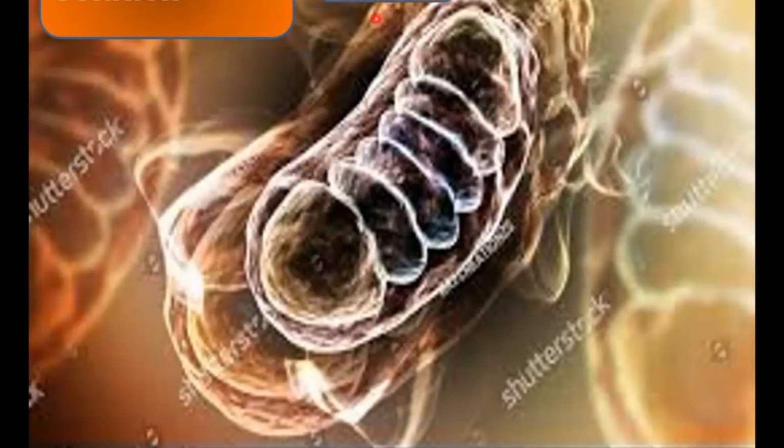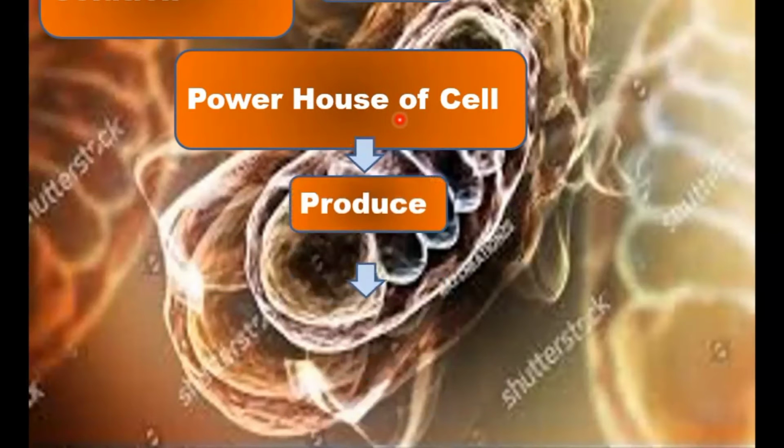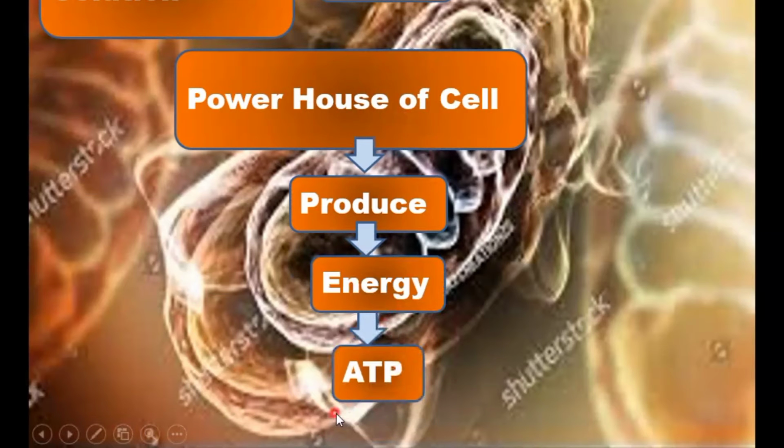Now let's discuss the function of mitochondria. We know that each and every organelle is specific for the performance of a function. So which type of function is mitochondria performing? Basically, mitochondria is known as the powerhouse of the cell. But why do we call it the powerhouse of the cell? We call mitochondria the powerhouse of the cell because it produces energy in the form of ATP. ATP here stands for adenosine triphosphate.